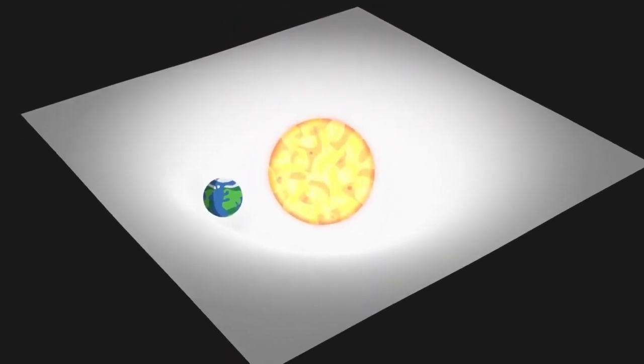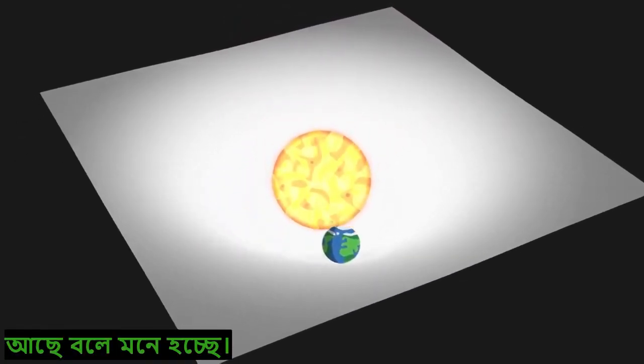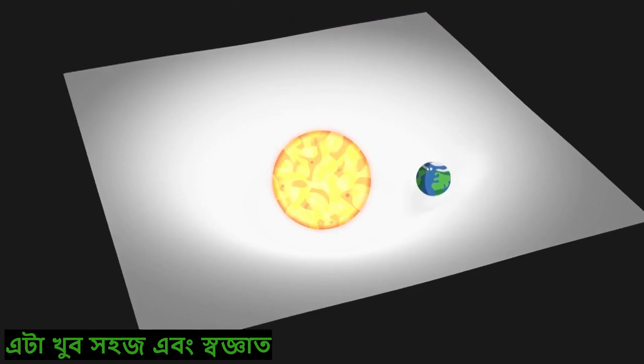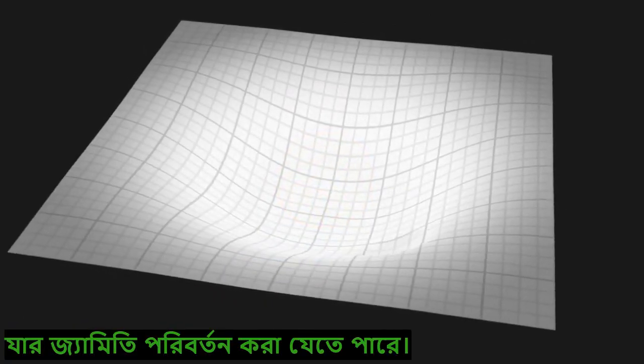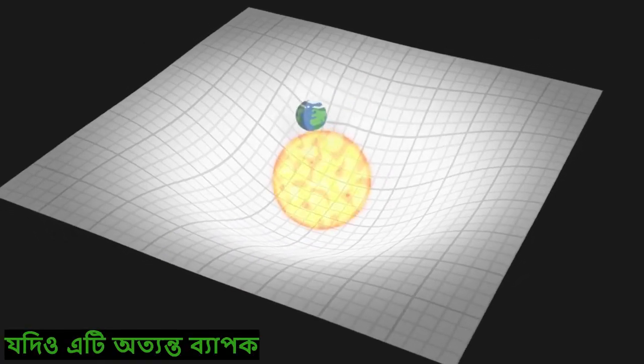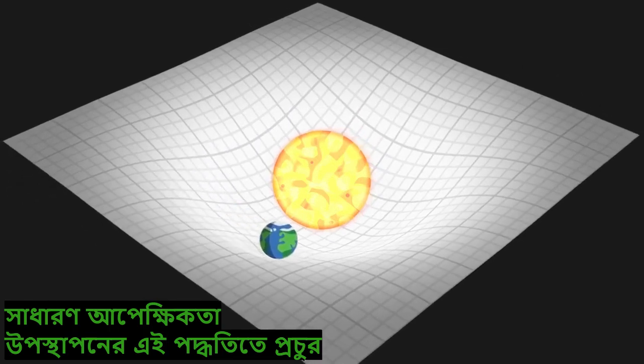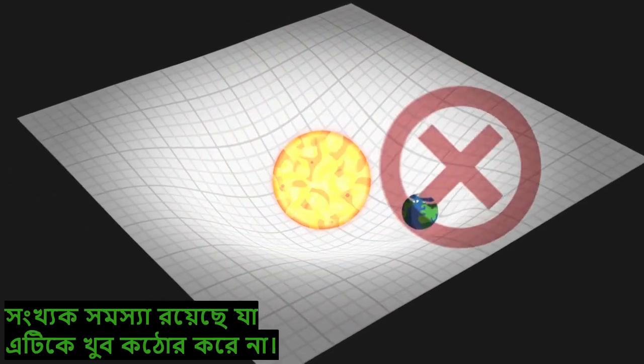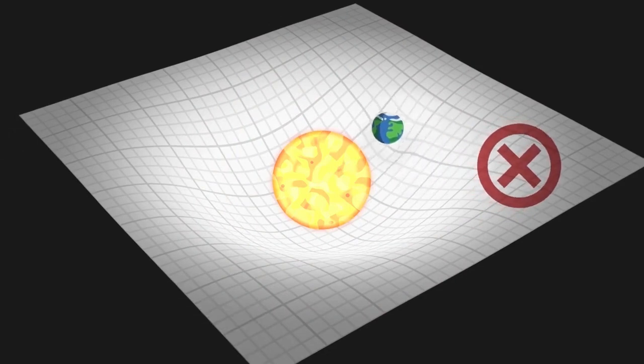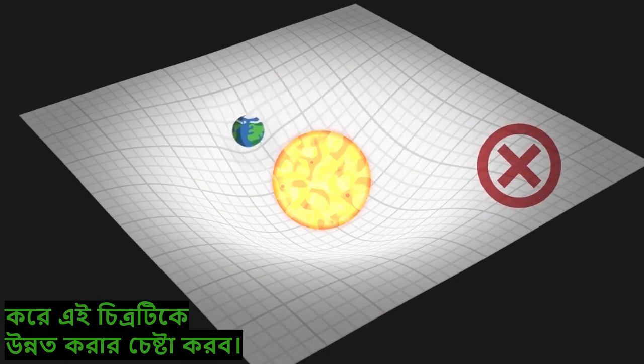At first, this image seems to have two advantages. It is very simple and intuitive, and it helps us understand that bodies attract each other indirectly, through an underlying fabric, space-time, whose geometry can be altered. However, although it is extremely widespread, this way of presenting general relativity has a large number of problems, which make it not very rigorous. In this video, we will try to improve this image by making 4 major changes.